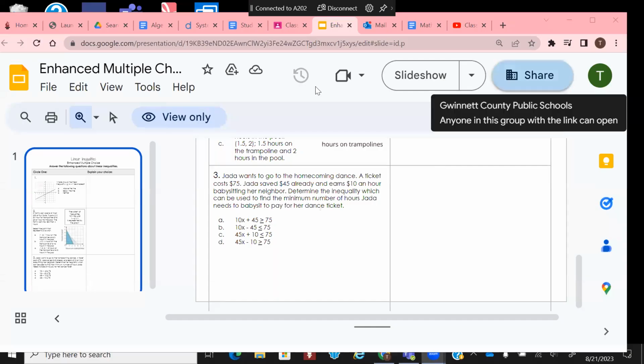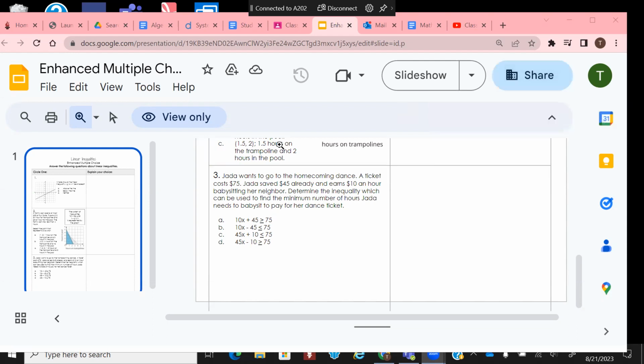All right, so Jada wants to go to homecoming dance. A ticket costs $75. Jada saved $45 already and earned $10 an hour babysitting her neighbor. Determine the inequality which can be used to find the minimum number of hours Jada needs to babysit in order to pay for her dance ticket. So how much does she already have? And then how much is she making an hour? Okay, and she needs to make at least $75, right?